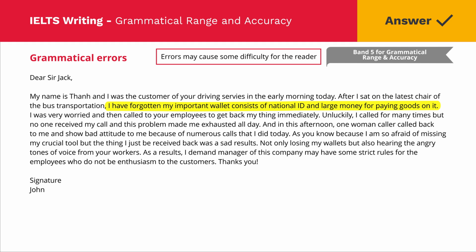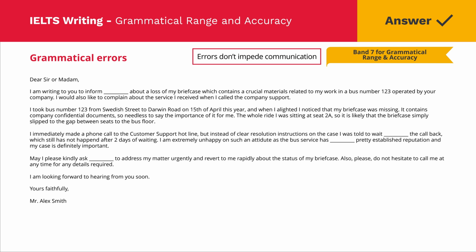This can also happen if there are many errors in your response, as highlighted in pink. If errors are frequent and cause some difficulty for the reader, then the score for this criterion may be limited to Band 5. For Band 7 or higher, there may still be a few errors, but they will not impede communication. For Band 8, examiners will also look at whether errors are systematic or non-systematic.